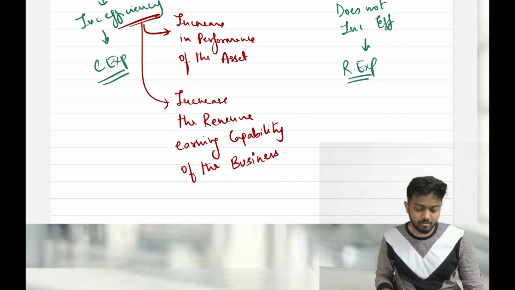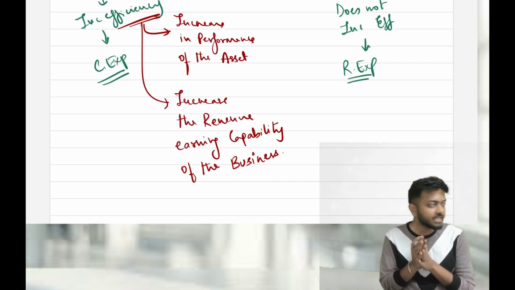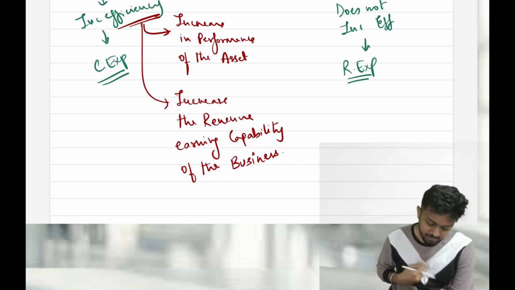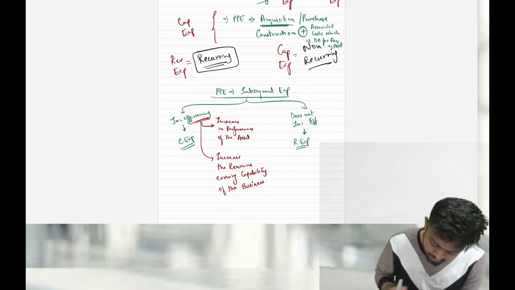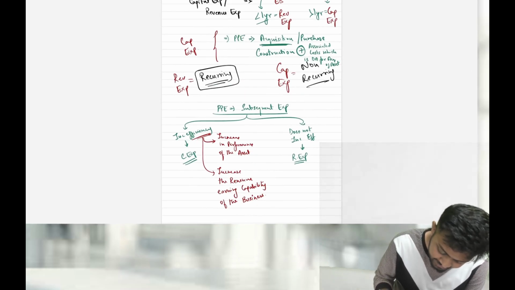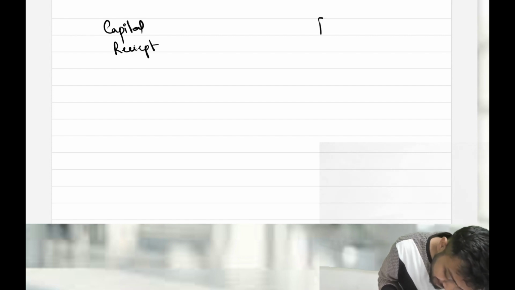So I hope all of you understood our distinction between capital expenditure and revenue expenditure. Correct? No? Now, next what we'll discuss. Then let's understand the difference between capital receipt and revenue receipt. This is very simple, guys. This distinction is very simple if you understand one concept.